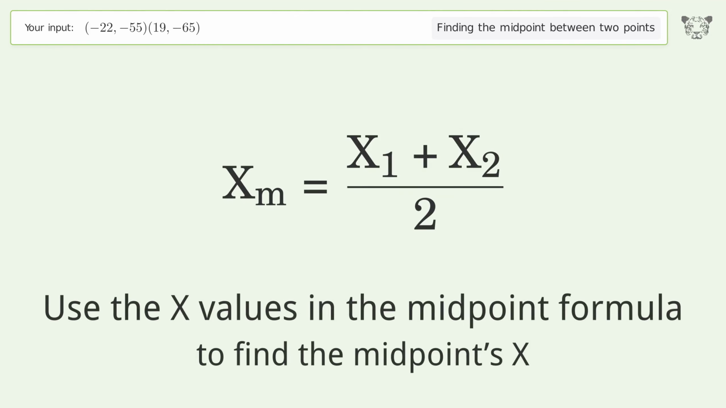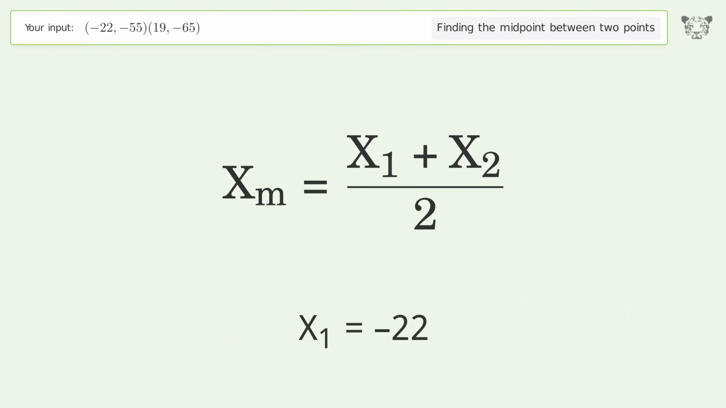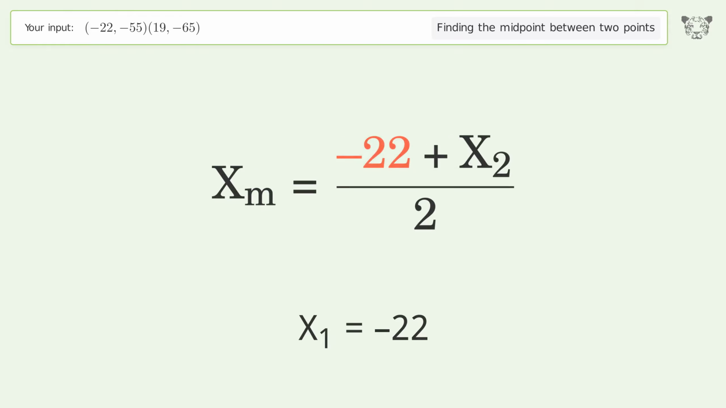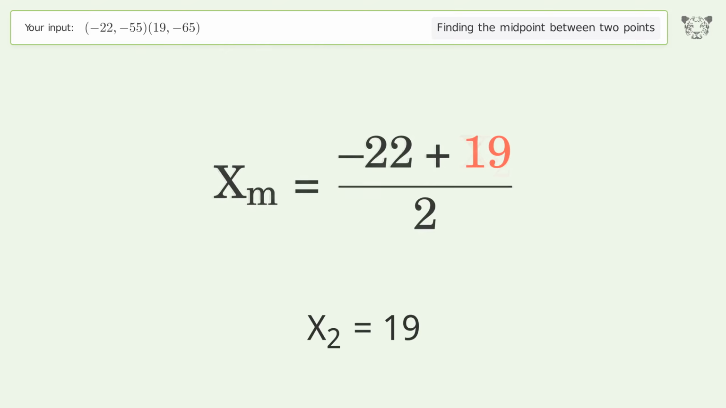Use the x values in the midpoint formula to find the midpoint's x. x1 equals -22. x2 equals 19. Simplify the arithmetic.